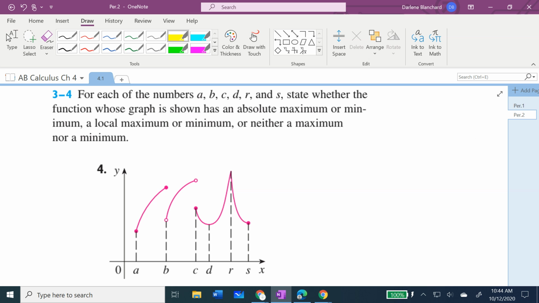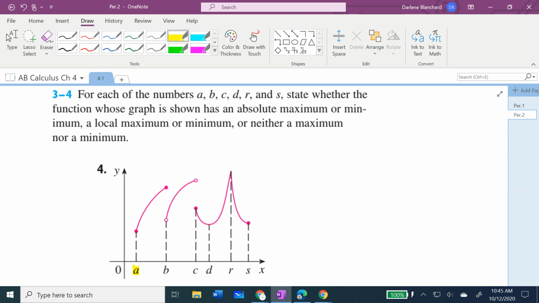You are supposed to figure out at each of these x coordinates, are you dealing with a relative minimum or relative maximum or an absolute minimum or an absolute maximum or none? So let's start with A. No, never mind. Sorry. At x equals A, it is an endpoint. That automatically means it will not be a local. Endpoints are not allowed to be considered for local minimum maximum.